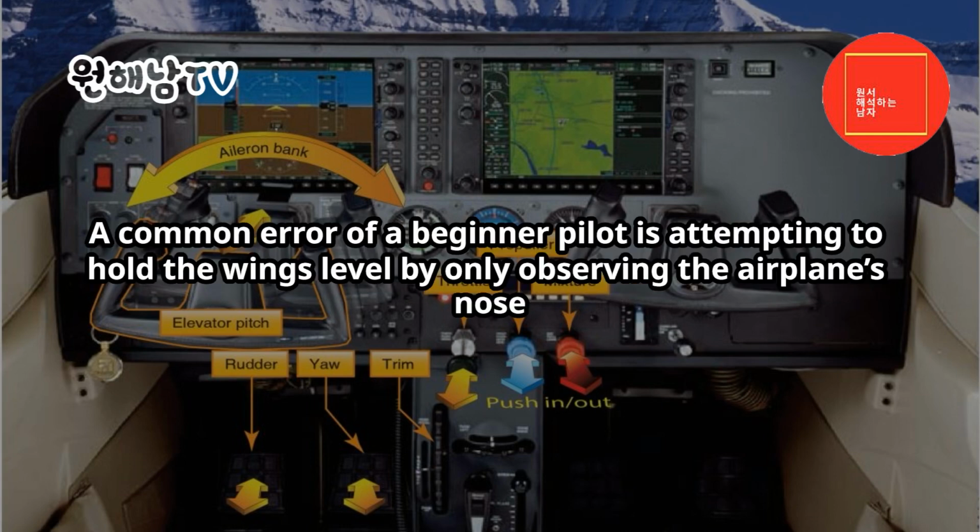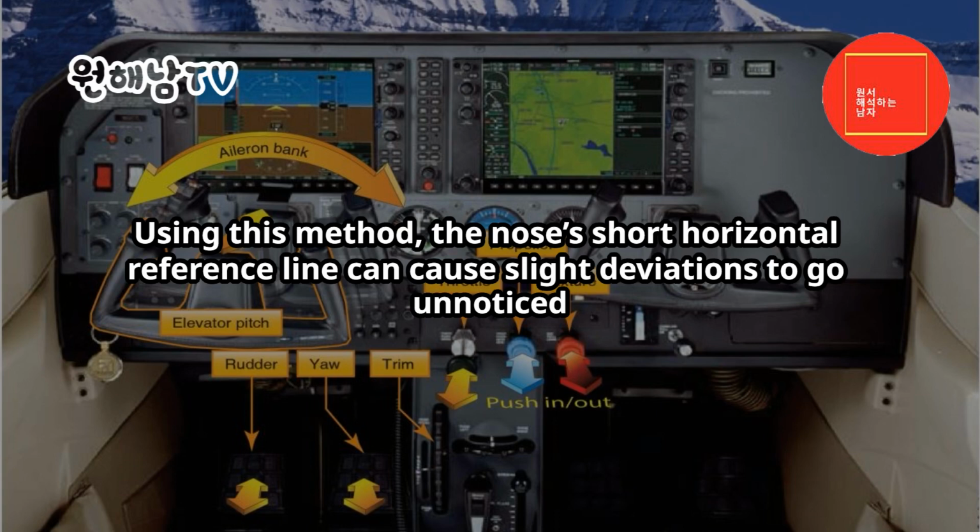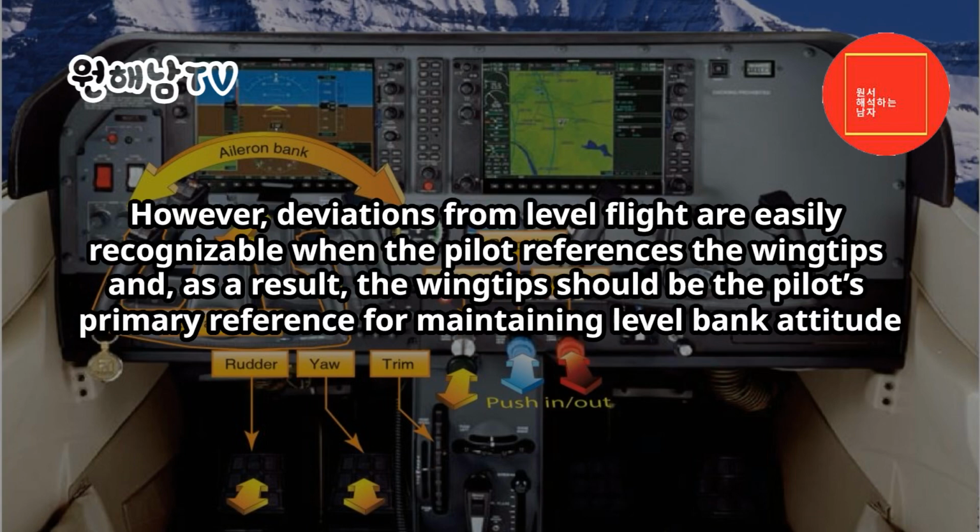Common errors. A common error of a beginner pilot is attempting to hold the wings level by only observing the airplane's nose. Using this method, the nose's short, horizontal reference line can cause slight deviations to go unnoticed. However, deviations from level flight are easily recognizable when the pilot references the wingtips and, as a result, the wingtips should be the pilot's primary reference for maintaining level bank attitude.